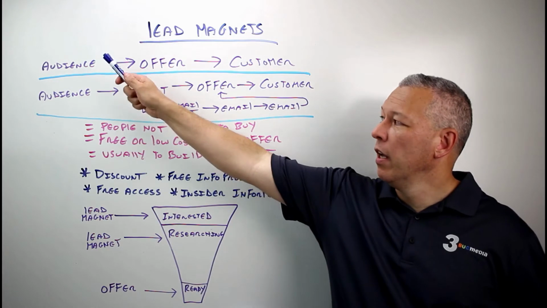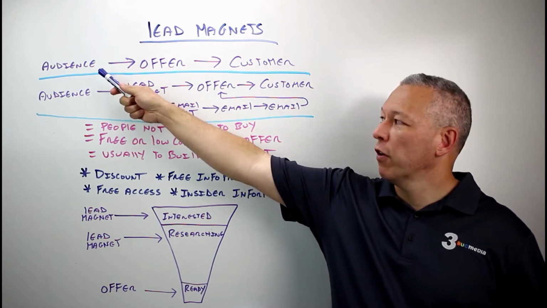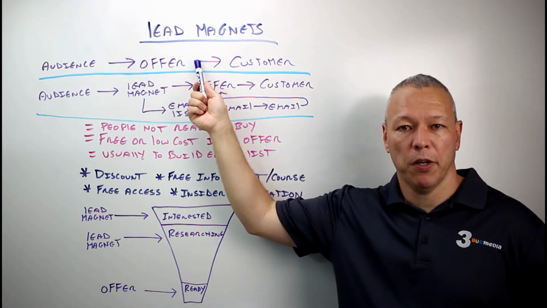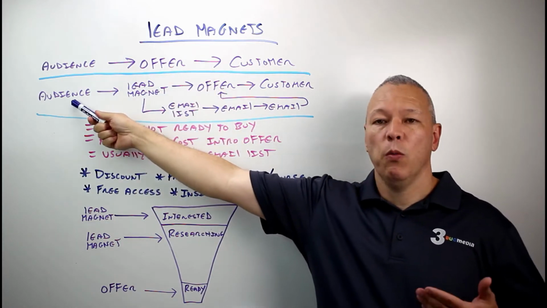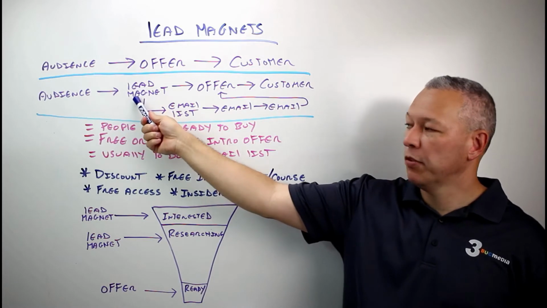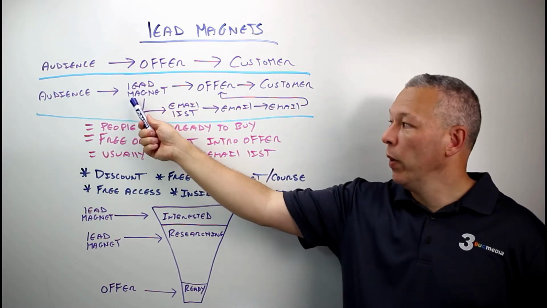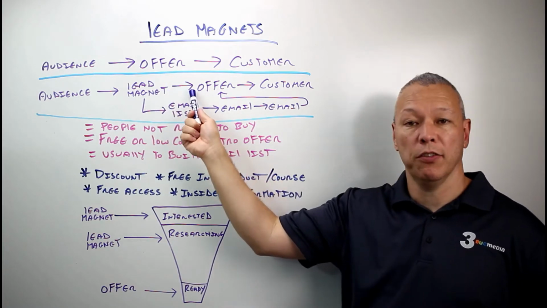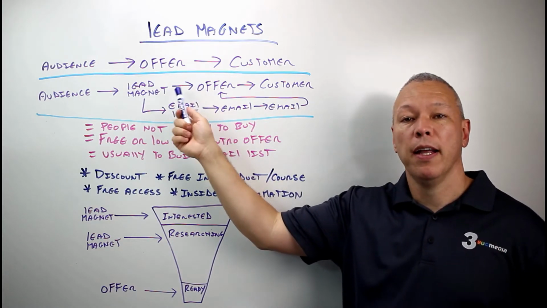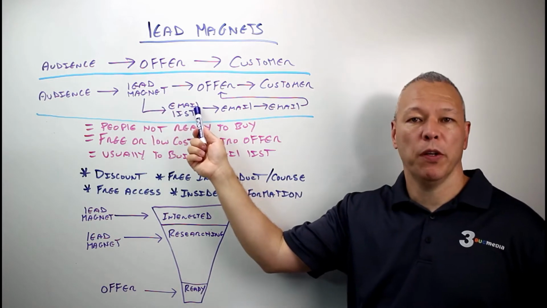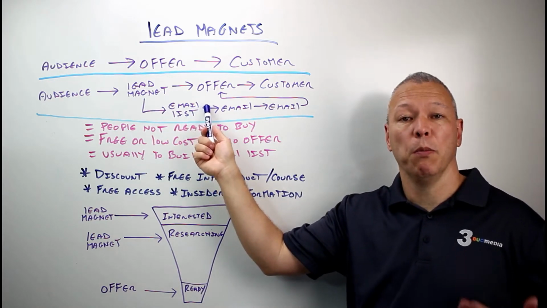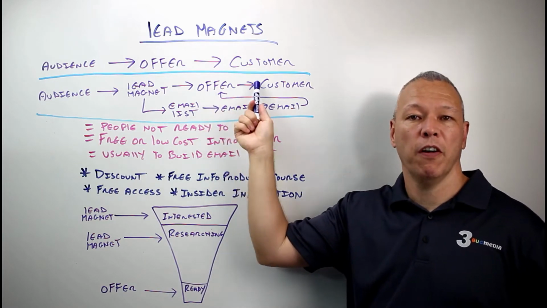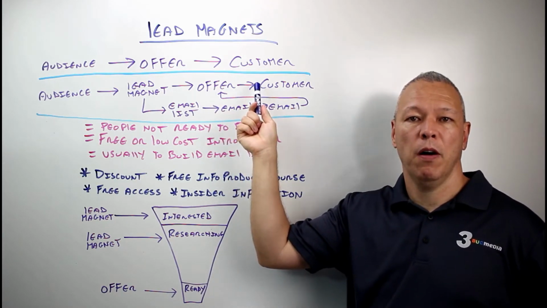Now, to illustrate, we have our straightforward setup where we have an audience, we present them with an offer, they buy and become our customer. With a lead magnet, we have our audience, we present them with a lead magnet, we get them on our email list, and then from there, they may immediately take us up on our offer, but if not, we now have a way to communicate with them, build more trust, build more rapport, present more offers, and eventually get them to take us up on our offer and to become our customer.